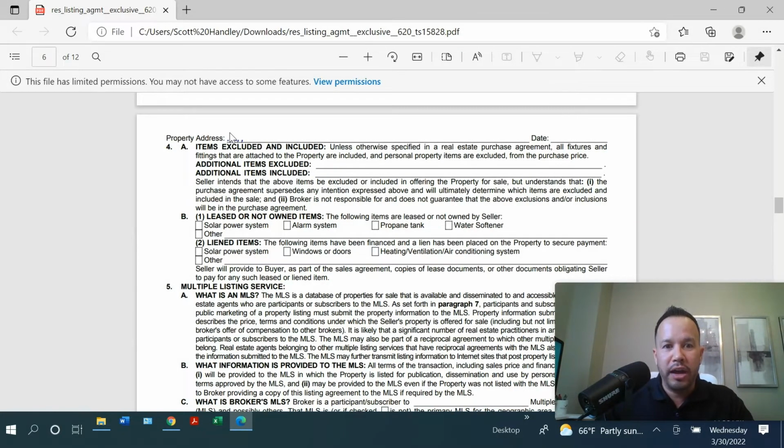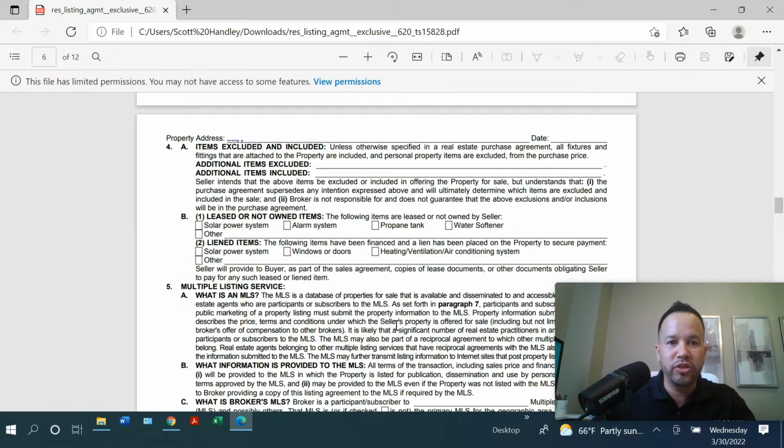When you put in the address up top of page 1 of the RLA and the date prepared, it's going to automatically populate here and over here. Okay, so just keep that in mind. Number 4 here is what items are excluded or included in the sale. Unless otherwise specified in a real estate purchase agreement, all fixtures and fittings attached to the property are included, and personal property items are excluded from the purchase price.